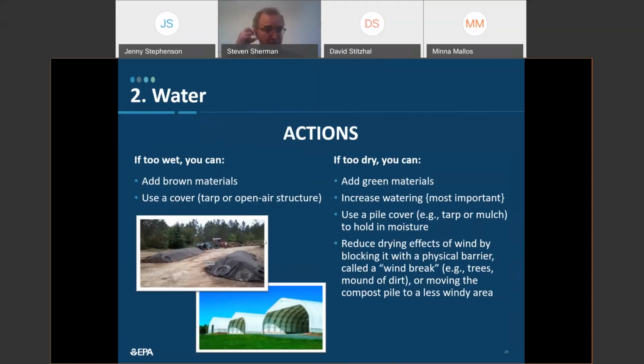It's possible to reduce the drying effects of wind by adding some type of windbreak, like trees or even a tall mound of dirt near the compost piles, or just move the compost pile to a less windy area. In the arid Southwest in particular, tarps or mulch can be used to help maintain pile moisture, and in the very wet Northwest they can help to reduce the amount of moisture getting in.